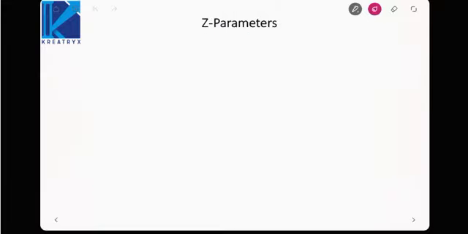So the first set of parameters that are defined for a two-port network is the Z parameters. These are also known as open circuit parameters. I'll tell you why these are known as open circuit parameters. Now, what do Z parameters do? They relate the voltages at both ends to the currents at both ends. That is, it is a relation between the port voltages and the port currents. So how is the relationship defined? It is defined by means of the superposition theorem.